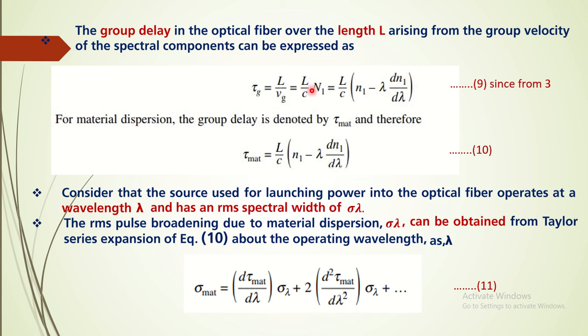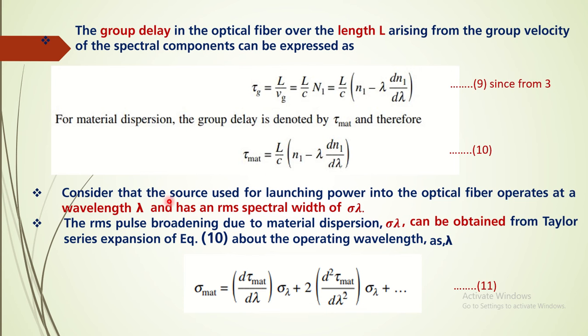We know the parameter N1 is nothing but the group index, which is N1 minus lambda dN1 by d lambda. I am getting this from equation 3. For material dispersion, the group delay is denoted as tau mat, and therefore tau mat is equal to L by C into N1 minus lambda dN1 by d lambda. This is your group delay. Material dispersion mainly occurs due to group delay, so tau mat is equal to tau g.